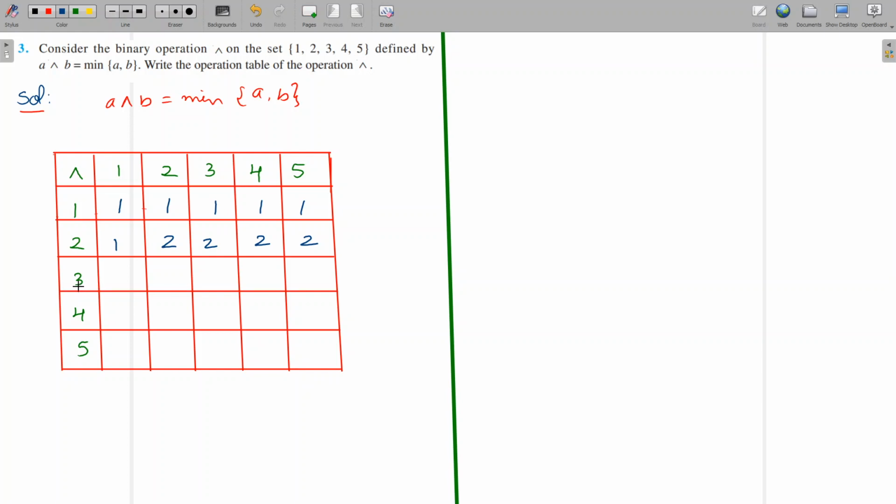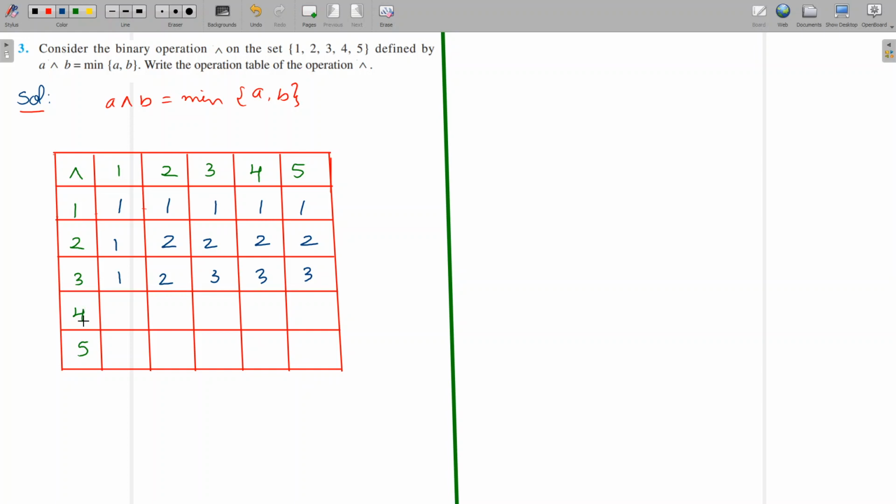Now third row, minimum of 3 and 1, 1. Minimum of 3 and 2, 2. Minimum of 3 and 3, that will be 3. Minimum of 3 and 4, that will be 3. Minimum of 3 and 5, that will be 3.